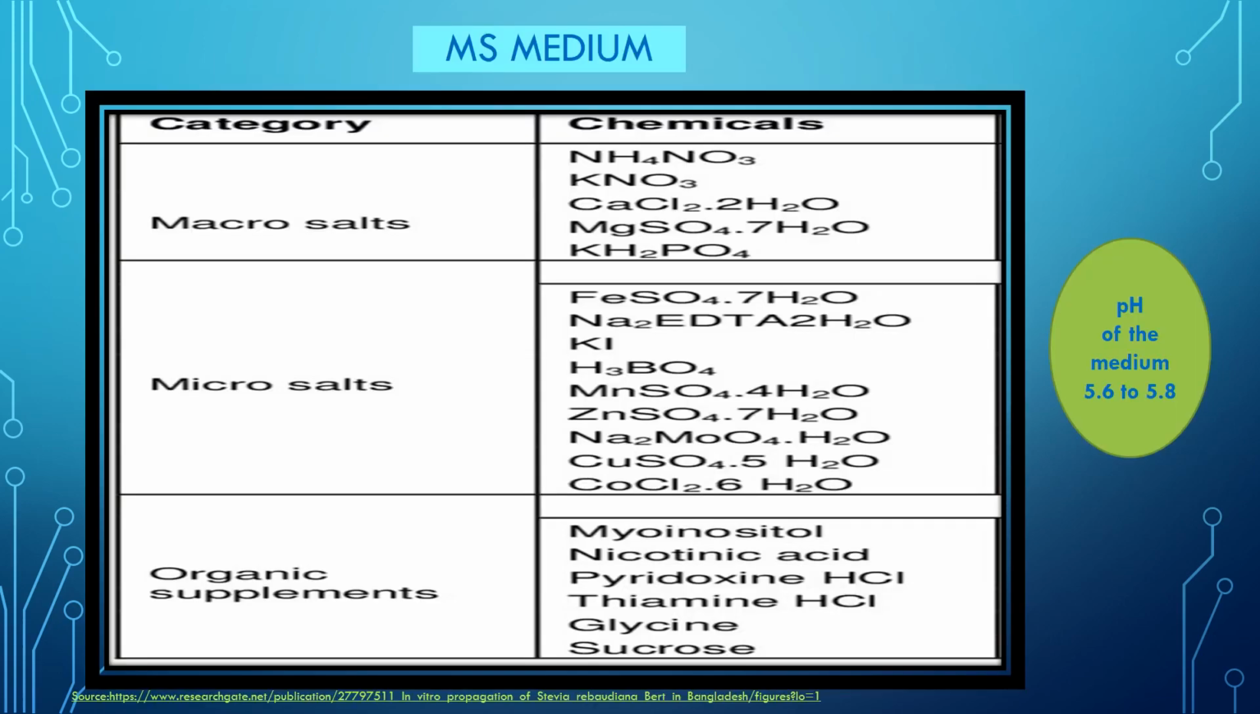Even though many different types of media have been used in plant tissue culture, the most commonly used media is MS media, which was devised by Murashige and Skoog. It contains specific volumes of stock solutions of macroelements, that is the major salt solution, and microelements, the minor salt solution. It also contains vitamins, amino acids and sucrose as a carbon source. The required phytohormones are also added. The pH of the medium is adjusted to 5.6 to 5.8.